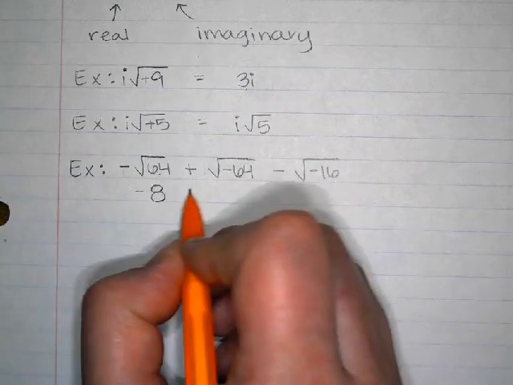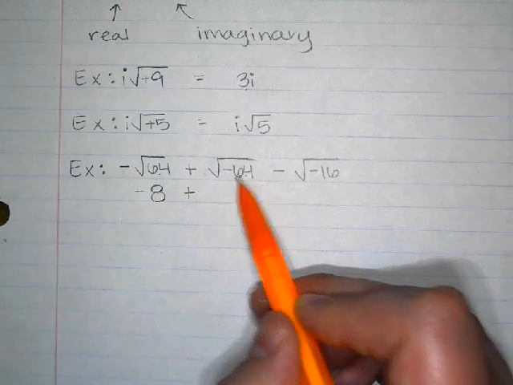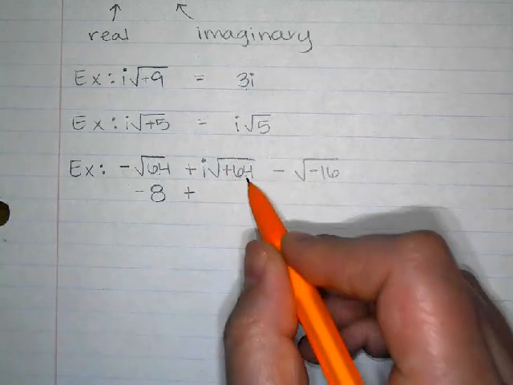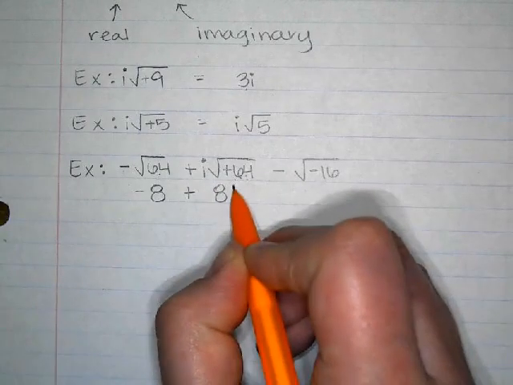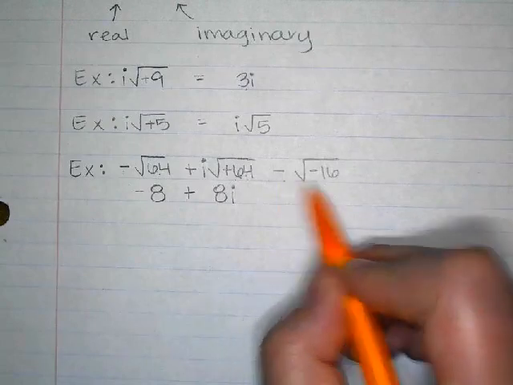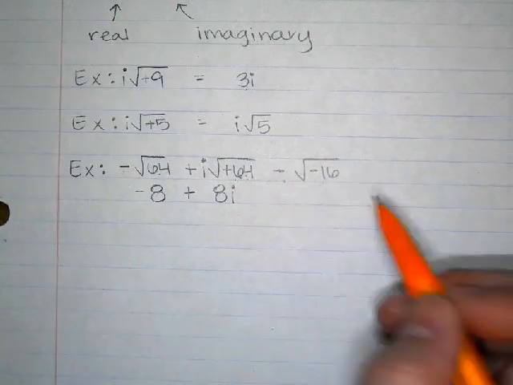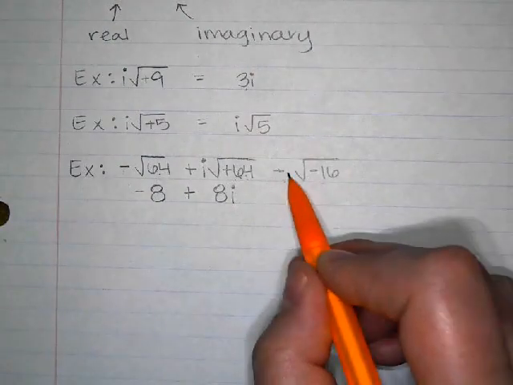Plus, all right, and then what about this part? Square root. So this is an i. No, 8. Yeah, 8. Okay, so plus 8i, okay? And then what do we have for this? Do the negatives cancel out? Do these negatives cancel?